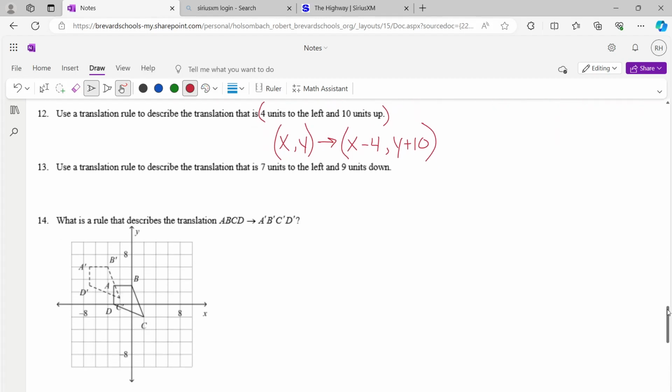And then we're going to describe the rule for the translation 7 left and 9 down. 7 left and 9 down for every xy. If we're going 7 left, we're taking our x and we're subtracting 7. 9 down for all the y's, we're going to subtract 9.